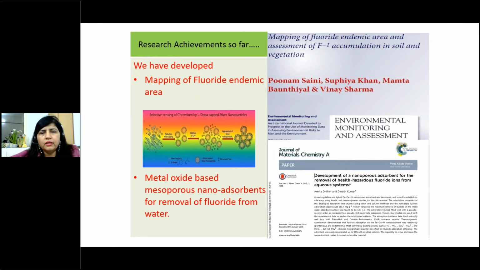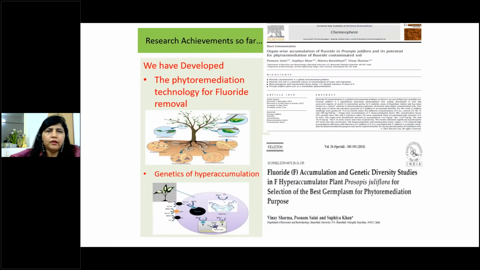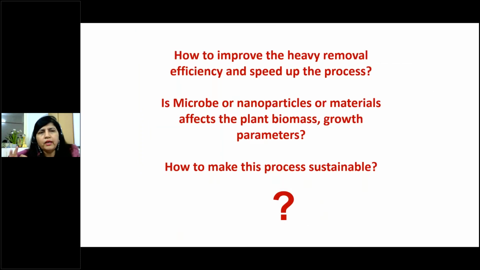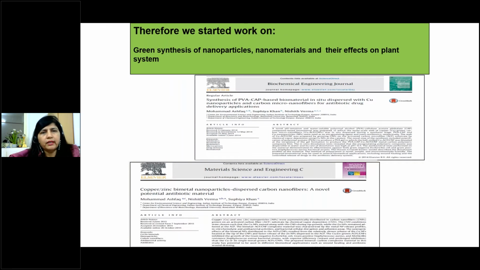We worked on different nanoadsorbents, and we selected one model organism, Prosopis juliflora, which is a green solution for fluoride contamination. We worked on the genetics of hyperaccumulation. We addressed basic science questions: how to improve heavy metal removal efficiency and speed up the process, whether the microbe, nanoparticle, or materials affect plant biomass growth parameters, and how to make the process sustainable and cheaper. So we started work on the green synthesis of nanoparticles and nanomaterials and their effects on the plant system, and we have published this in the basic sciences.